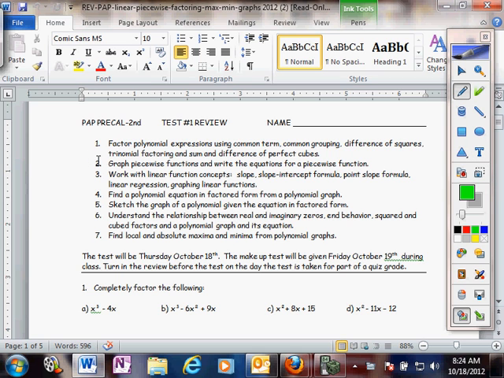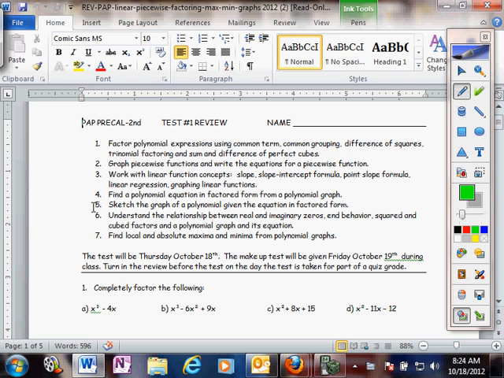You need to be able to factor. We're going to talk about all that. We're going to graph piecewise functions. We're going to work with linear function concepts, such as you may have to find the slope. You may have to write the equation of a line in slope-intercept form. You may have to put it in point slope form. You may even have to do standard form and then the linear regression.